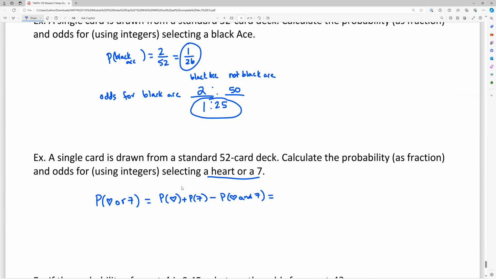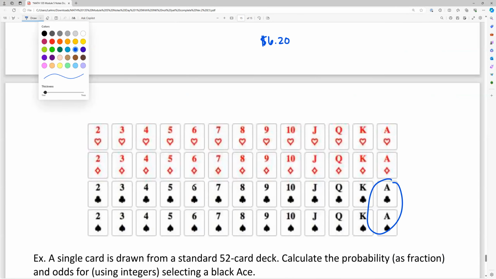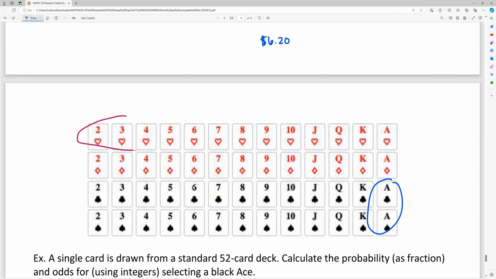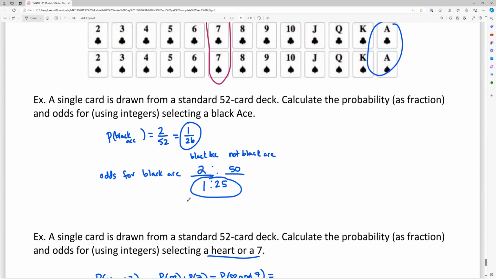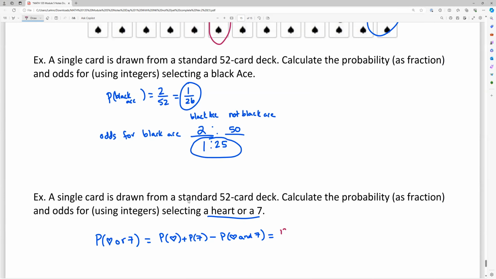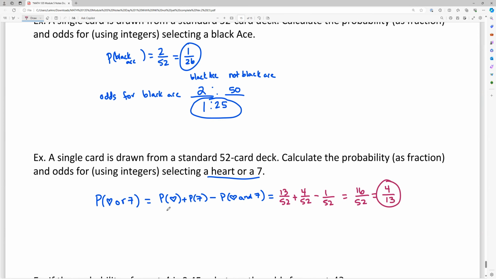Okay, so hearts, I'll do this one in kind of magenta. We have 13 of those. And for 7s, we have 4. And notice we are over counting that 7 of hearts. So we'd have 13 out of 52 for the hearts, 4 out of 52 for the 7s, and minus that 1 7 of hearts that we double counted. So that is 17 minus 1, that's 16 over 52. If we reduce that by 4, that's going to be 4 out of 13. So that's the probability of selecting a heart or a 7.